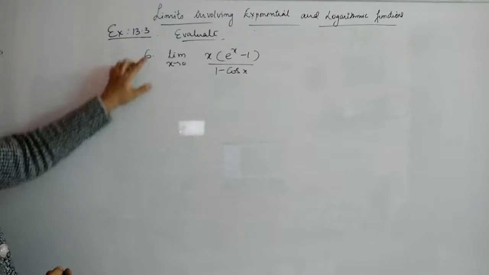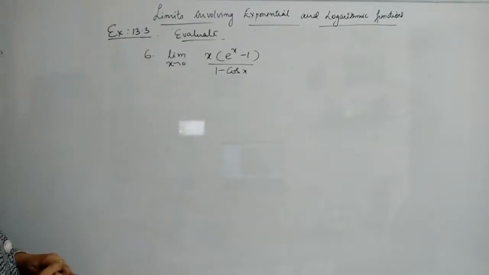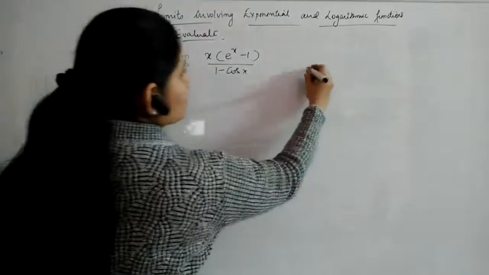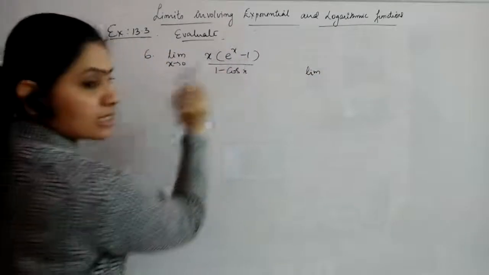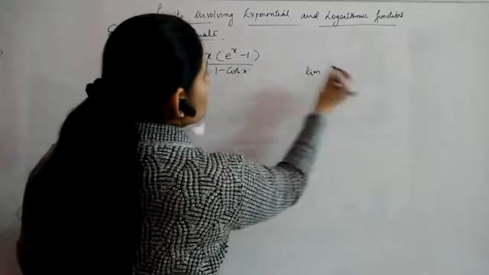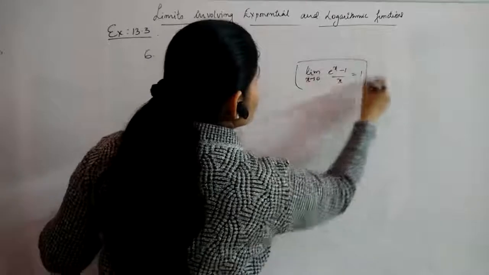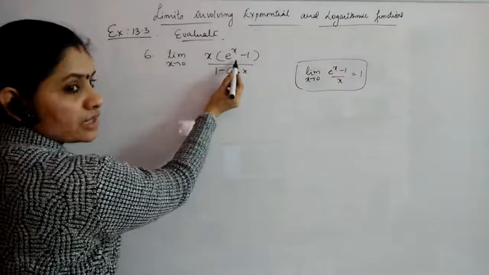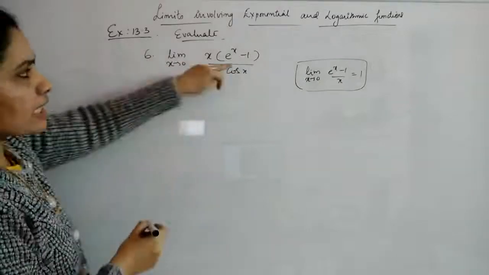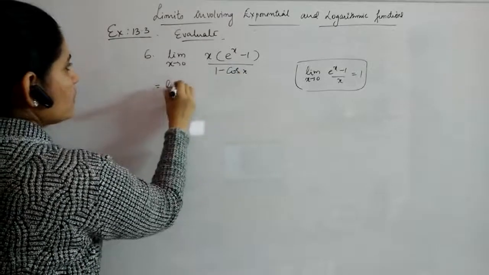Next question: you have to evaluate limit x tends to 0, x into (e raised to x minus 1), whole divided by 1 minus cos x. So the first thing we know is that if you have a term like this, you have to get x in the denominator, right? So we are applying this result using that concept, in which you have x in the denominator. That means we need to divide by x here. Dividing by x means you divide both the numerator and denominator by x.